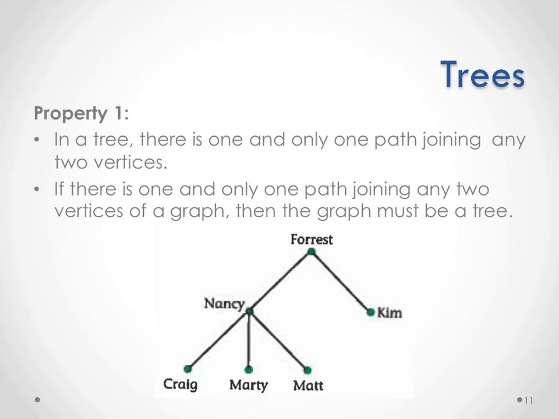So we do have some properties of trees. Notice our trees are special types of graphs, so our Euler and our Hamilton stuff doesn't quite apply to these. But we do have properties. There is only one path joining any two nodes. Notice if I go from Craig to Matt, there's only one way to get there. There's only one way to get from Marty to Kim. There's just one way to get from one vertex to any other vertex.